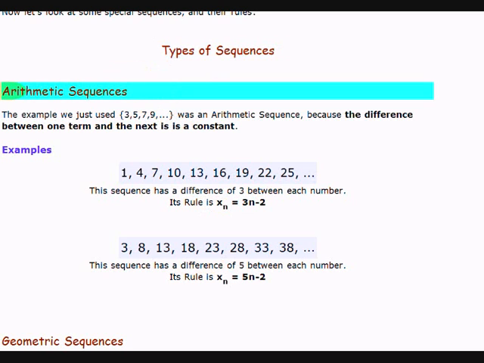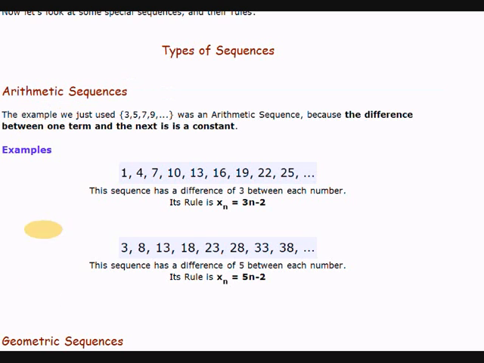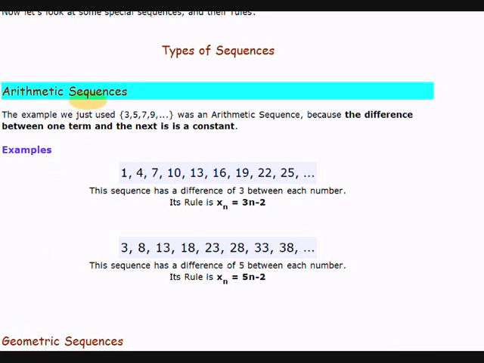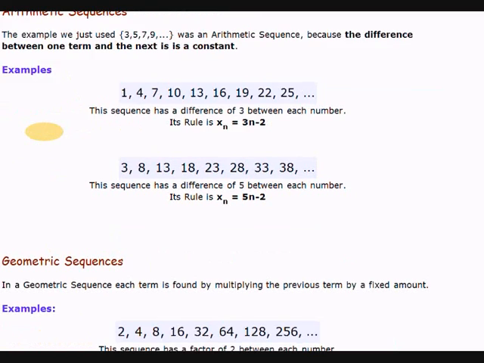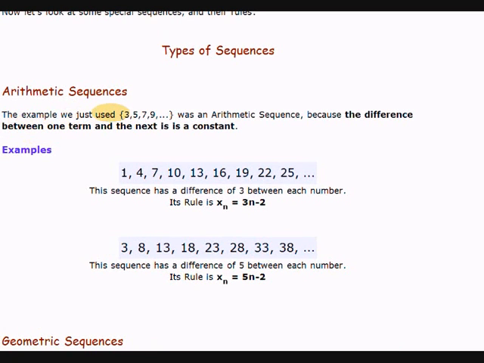There are two types of sequences: arithmetic sequence and geometric sequence. The first one is the arithmetic sequence. Here is an example we just used. 3, 5, 7, 9 was an arithmetic sequence because the difference between one term and the next term is a constant. You know what it is? It's a constant, so it doesn't change.